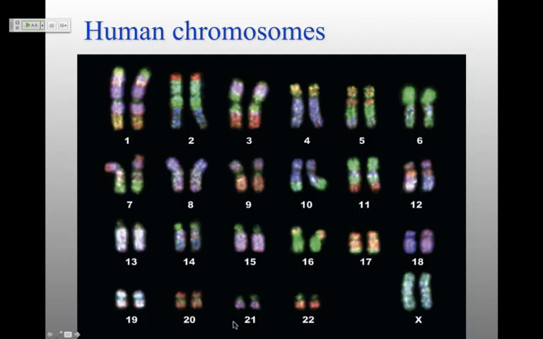It gives you a good idea of the variability in the size of human chromosomes. Go from chromosome 21, which is relatively small here, about the same size as chromosome 22, up to chromosome 1, which is about 250 million base pairs in length. So big difference in terms of the sizes here.